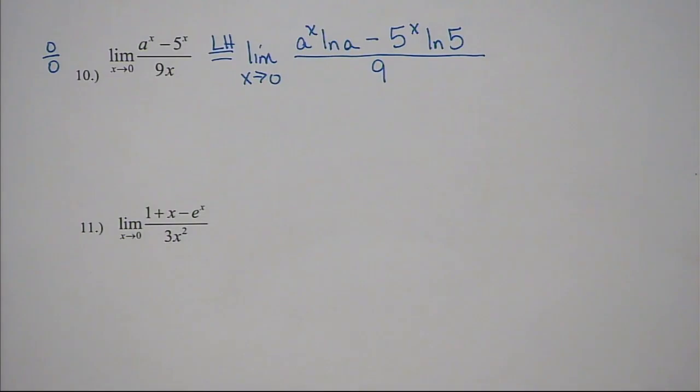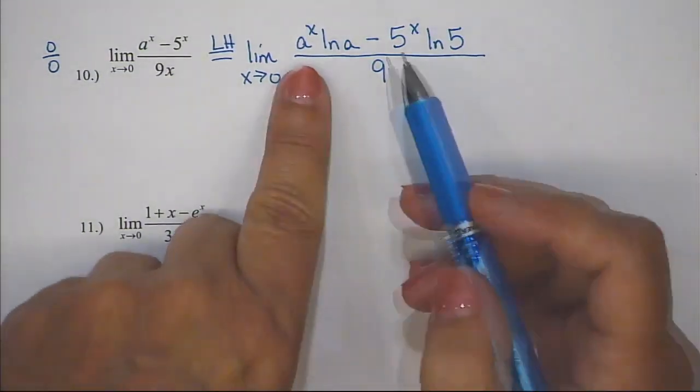Now remember, a is a constant. You're substituting in 0 for x, not for a. So you're allowed to have a's in your answer. It's a constant kind of problem. All right, so now if we let x go to 0, okay?